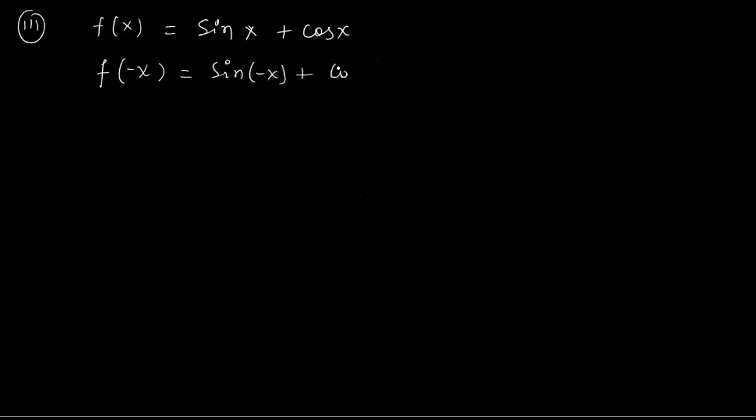Now, let us try the next example. Our third example is f of x equals sin x plus cos x. How do we know if it is odd or even? Simply replace negative x in place of x. So we get sine of negative x plus cos of negative x. You know, cos x is an even function, so cos absorbs this negative sign and it becomes cos x. However, sin x itself is an odd function, so sine of minus x is basically minus sin x.